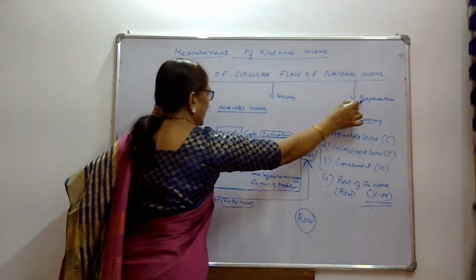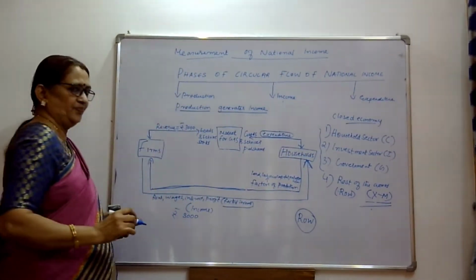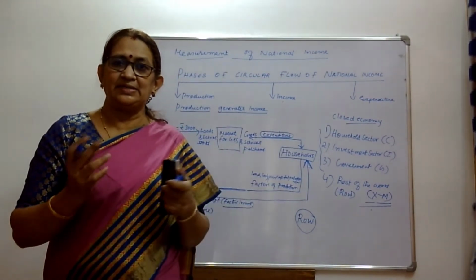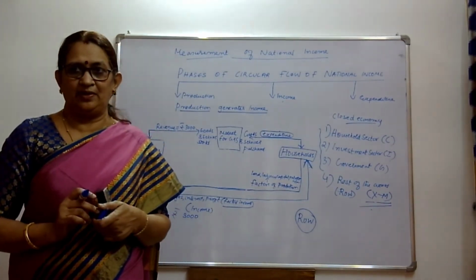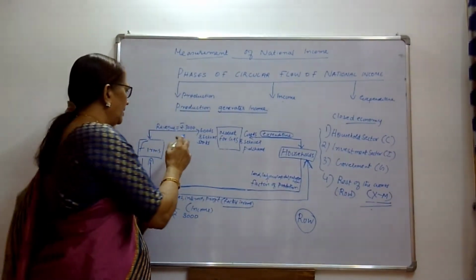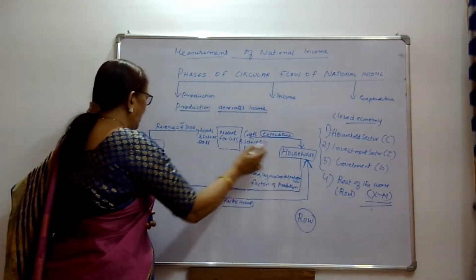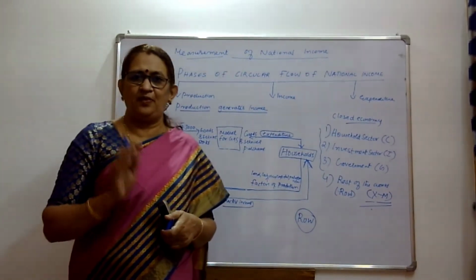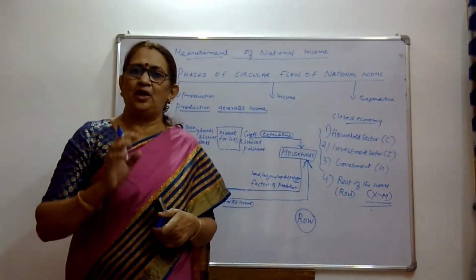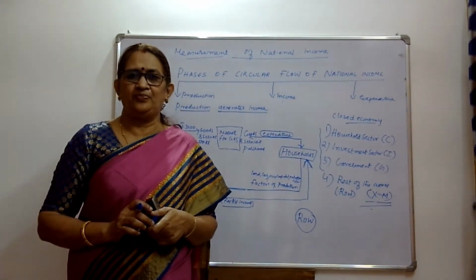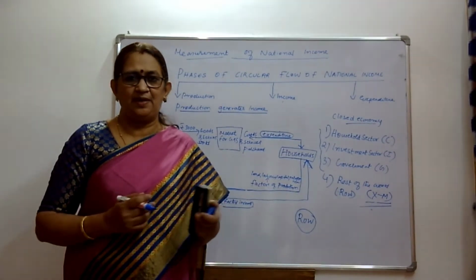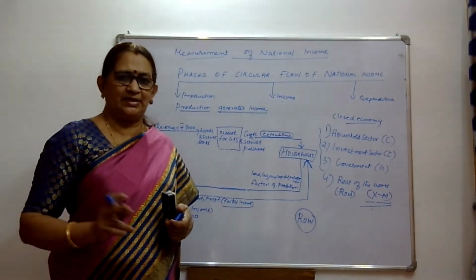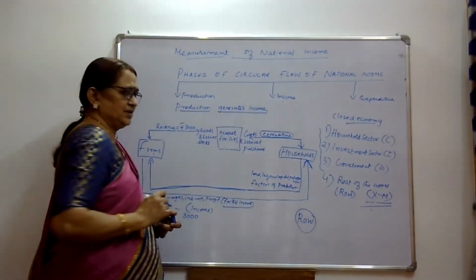Production, income, expenditure. Production generates income. Income generates expenditure. Okay? Production generates income. Income generates expenditure. That is circular flow model. Here you can see two sectors, household and firms. The firms are producing goods and services. Government is also producing goods and service. If government is producing goods and service, the same situation, the same activity occurs. But here we are taking only two sectors, household and the firms.